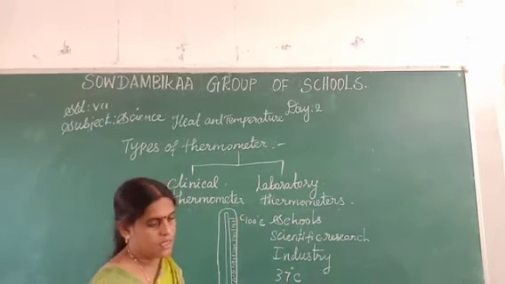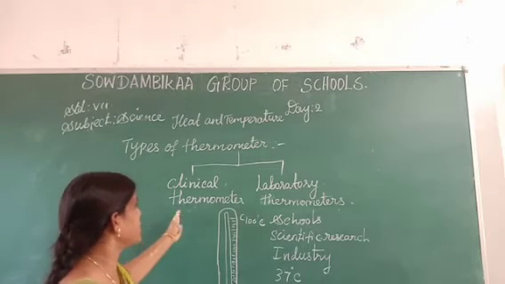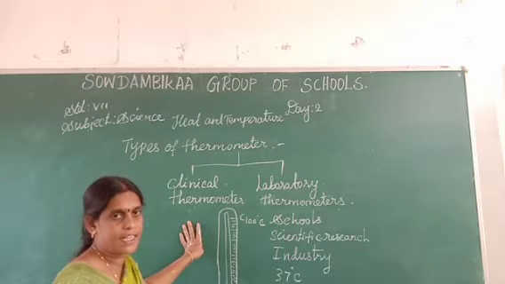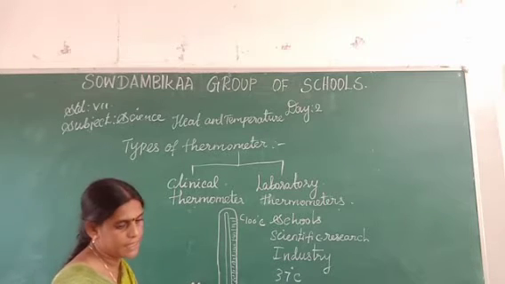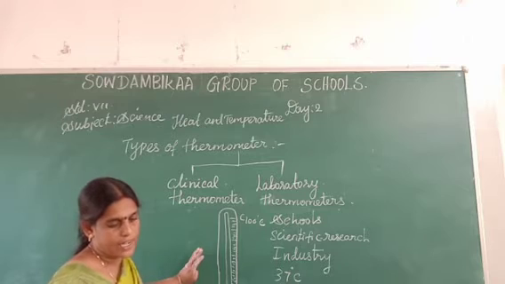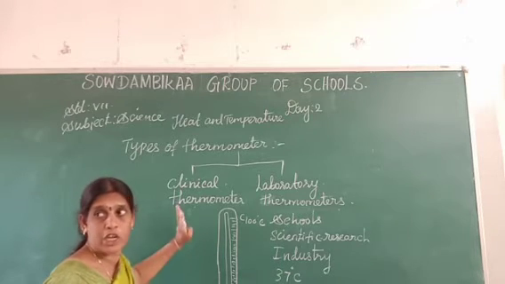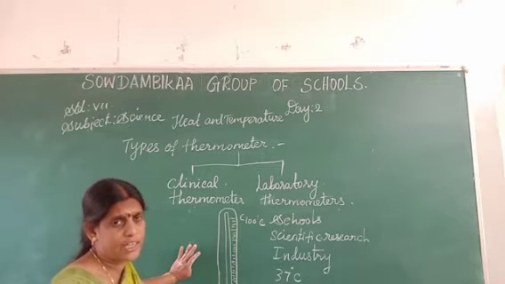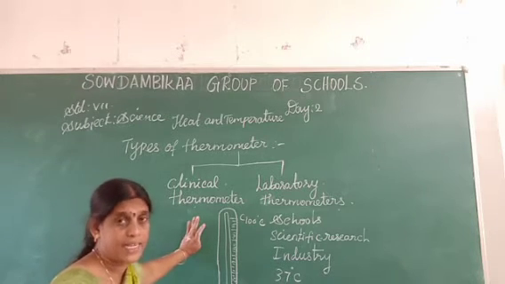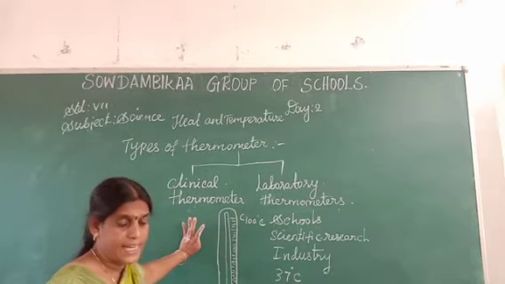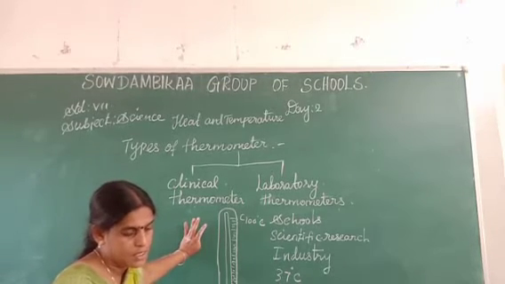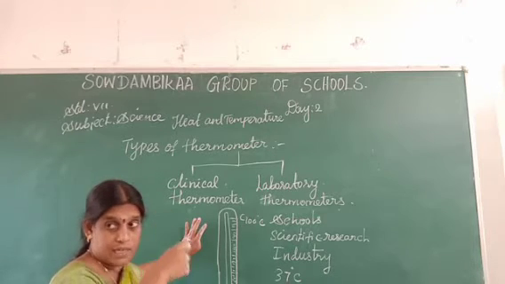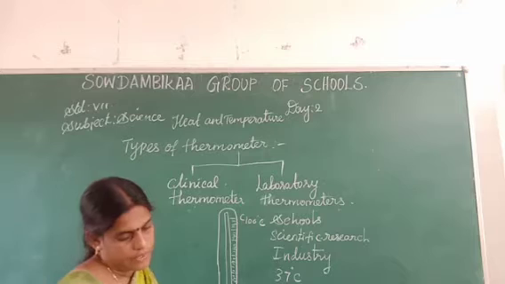Now we can easily differentiate the clinical thermometer and the laboratory thermometer. In the clinical thermometer, the lower limit is 35 degrees Celsius, up to 42 degrees Celsius. In Fahrenheit, 94 degrees to 108 degrees. First, the kink is present in the clinical thermometer and absent in the laboratory one. The bulb is small in the clinical thermometer, but on this side very long.